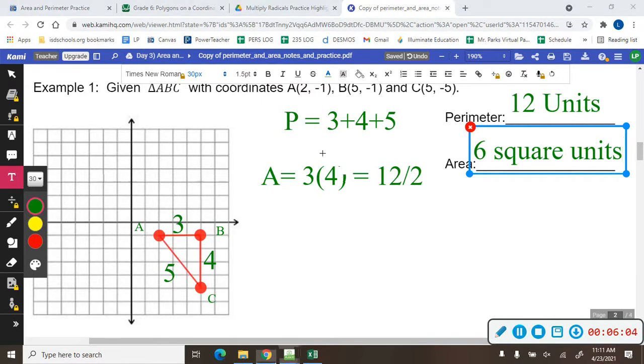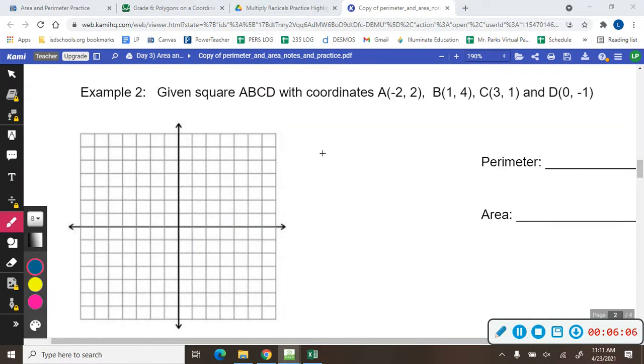Alright, given square ABCD with the given coordinates, what's the perimeter and area? First, A is at -2, 2. So I go -2, 2. There's A. That's A. B is 1, 4. So I go 1, 1, 2, 3, 4. C is at 3, 1. 1, 2, 3, 1. And D is at 0, -1.